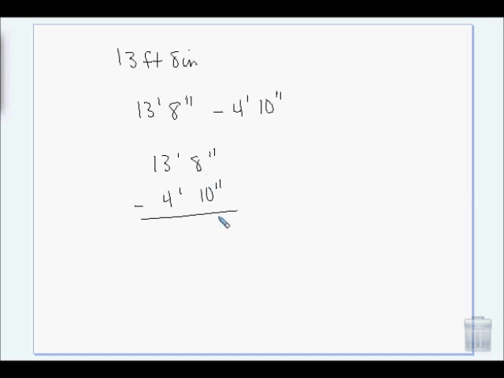Well, I can't take 10 inches from 8 inches. So I'm going to borrow a foot from my feet. So that's now 12 feet. And I'm going to give a foot to this 8 inches. And how many inches are in a foot? 12. So I'm going to add 12 to 8, which is going to give me 20 inches. And then I'm going to take 10 inches away from that and I'm going to have 10 inches. And then I'm going to take 4 feet away from 12 feet, so I'll have 8 feet, 10 inches left. So it's like regular subtraction. Instead of borrowing 10, though, you borrow 12.